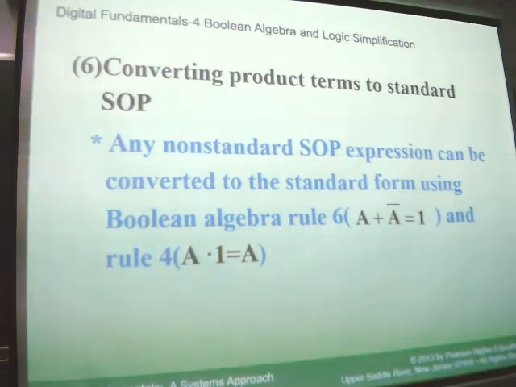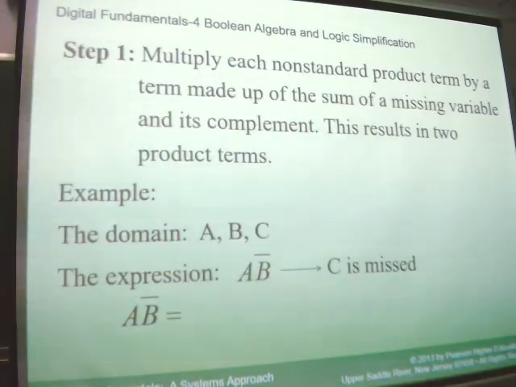Then how do we convert all product terms to standard SOP? Any non-standard SOP expression can be converted to the standard form using Boolean algebra rule 6 and rule 4. A plus A bar equals 1. A and 1 equals A. And the method is like this.